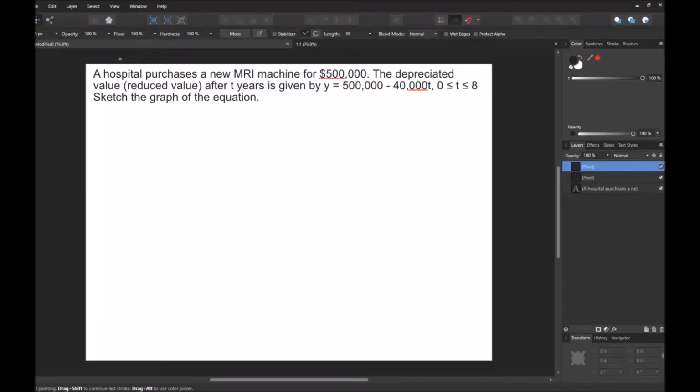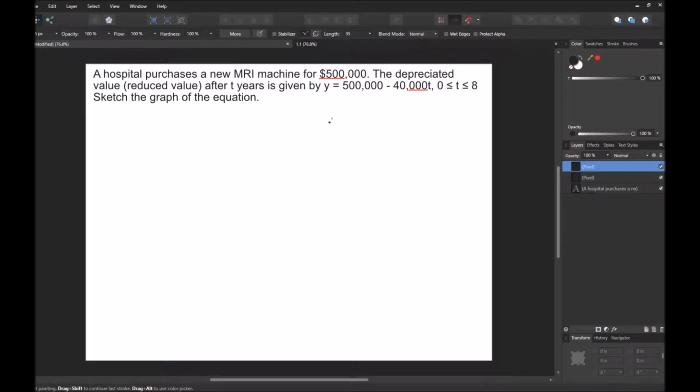Alright, so in this next question, we are told that a hospital purchases a new MRI machine for $500,000. The depreciated value after t years is given by the equation y equals 500,000 minus 40,000t, and our parameters are that t is greater than or equal to 0, but less than or equal to 8. And they ask us to sketch the graph of the equation.